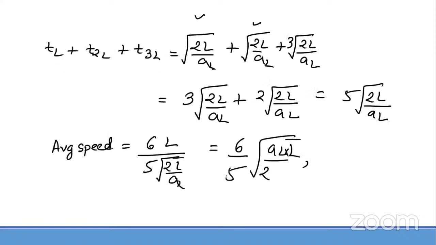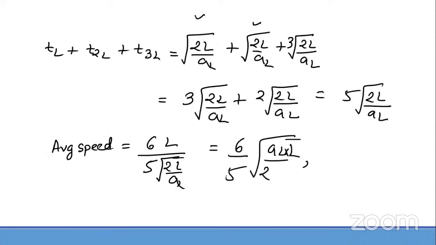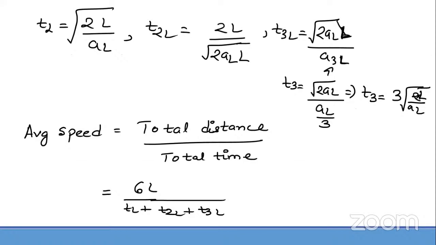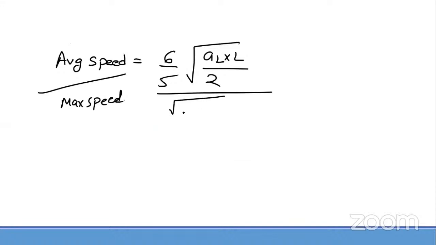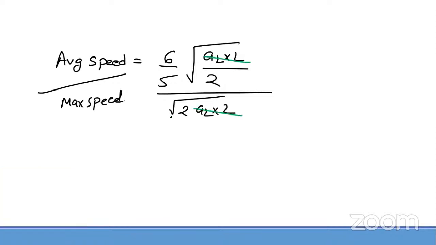So average speed which I am getting as equals to कितना है? 6 by 5 L upon 2 divided by max speed attained. Max speed कितना आया? This is equals to under root 2al. Okay, this is very good. It is under root 2al into l. So this will get cancelled. Any other thing? No. So we have the final answer.